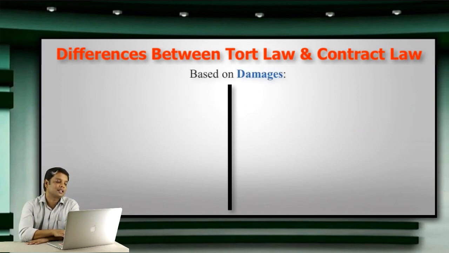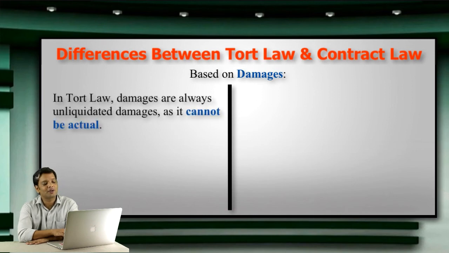Lastly, based on damages, in tort law, damages are always unliquidated damages, as it cannot be actual, as we have discussed in the previous point itself, that it is not fixed. You don't know how much actually you lost, if it is mental suffering, physical suffering. So there are certain aspects that are difficult to calculate. So that is a lump sum amount, or decided by the law.